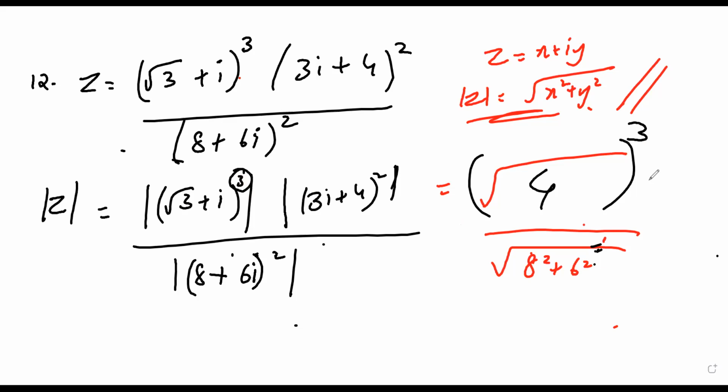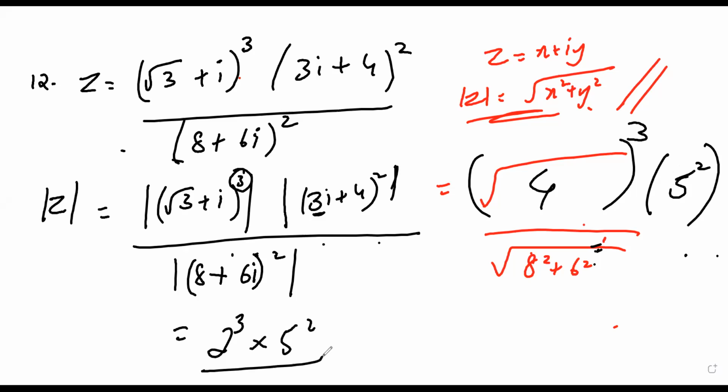Yes, and root of 4 is what actually? Root of 4 is 2. 2 cube. Similarly, here what I will get? 3 square. 3 square is what? 9. 9 plus 16, 25. Correct? So I'll be getting 5 square here. So this is 2 cube into 5 square by root of 8 square plus 6 square. So 8 square is 64 plus 36, 100.